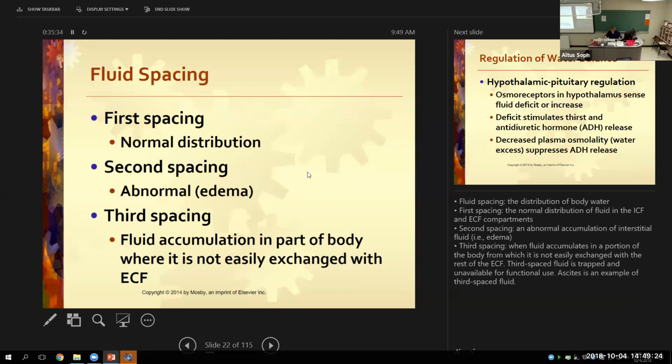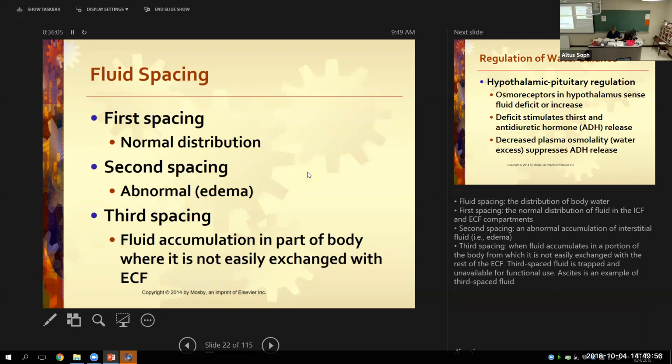First spacing. Let's talk a little bit about spacing. So we're talking about fluid shifts. We're on page 274. Fluid spacing is a term used to describe the distribution of body water. First spacing describes the normal distribution of fluid in the intracellular fluid and the extracellular compartments. So that's normal. First spacing is normal. Second spacing refers to the abnormal accumulation of interstitial fluid, which is edema.